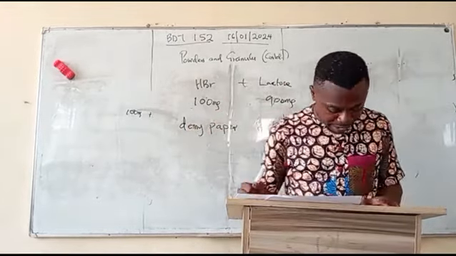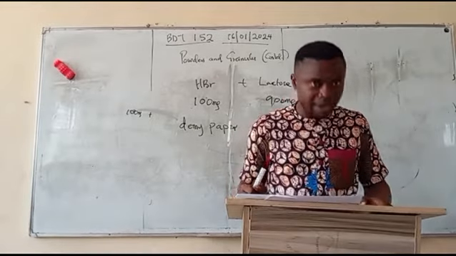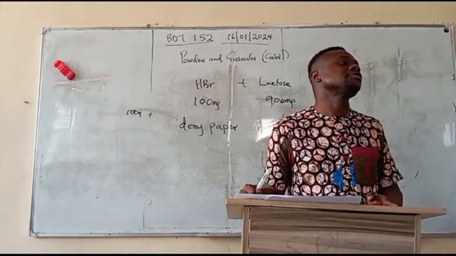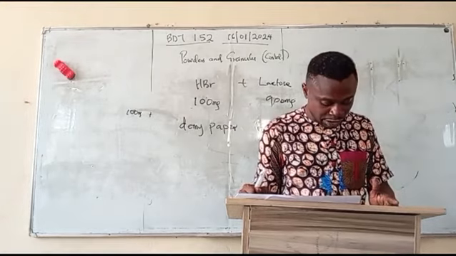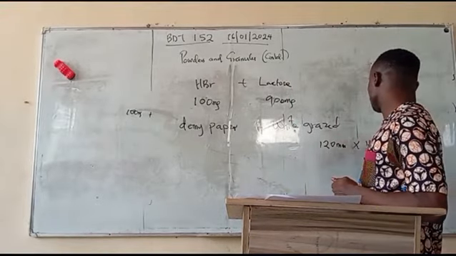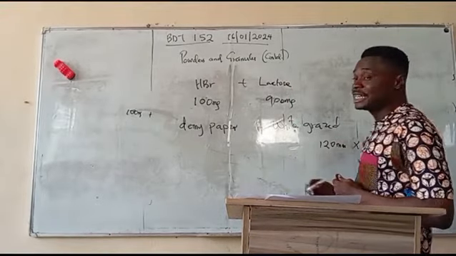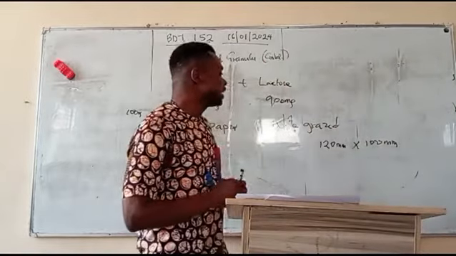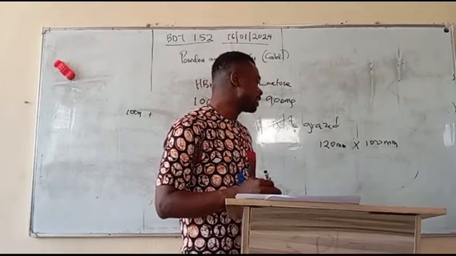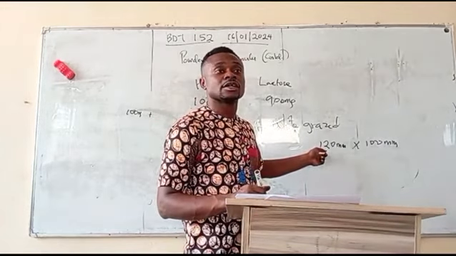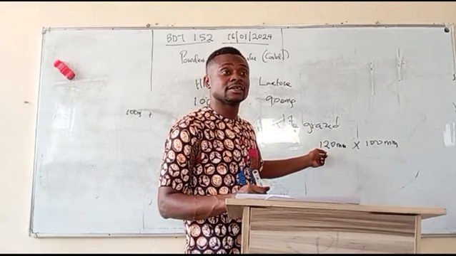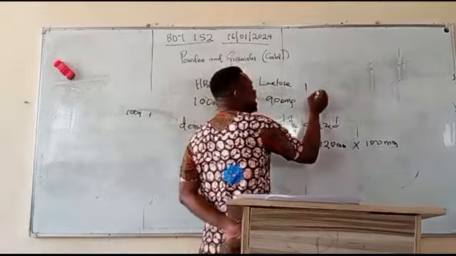Demi paper. Ideally, the suitable size is around 100 millimeter times 120 millimeter. 120 millimeter times what? 100 millimeter. Ideally, I said ideally.